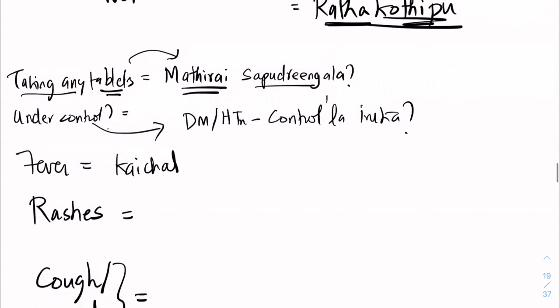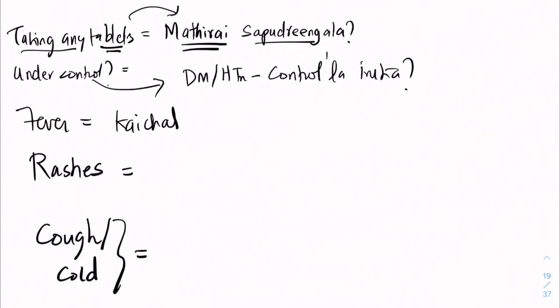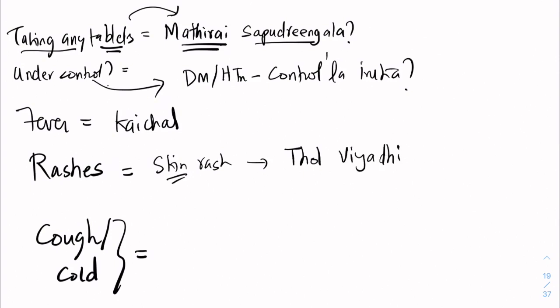Fever is காய்ச்சல். You might want to ask about rashes. Rashes is called as தோல். Okay, let's take it's a skin rash. It's called தோல் சிராய்ப்பு or தோல் அரிப்பு. Rashes means a skin rash, commonly. So you can simply ask this question as தோல் வியாதி. Tol vyadi means a skin disease, any skin disease.